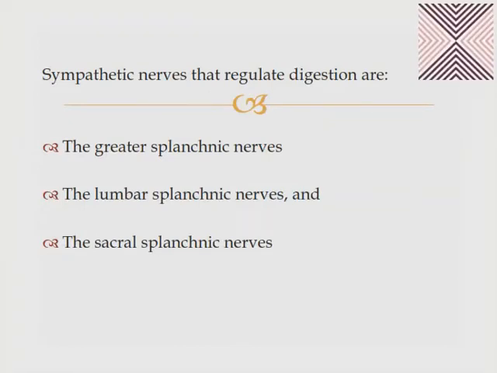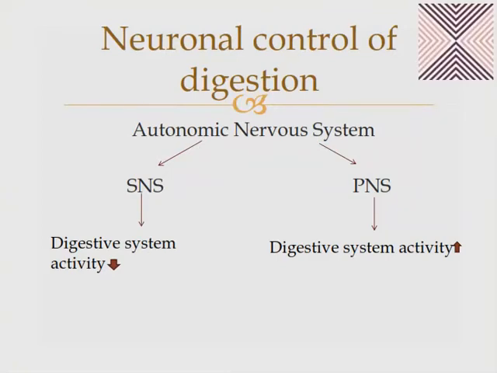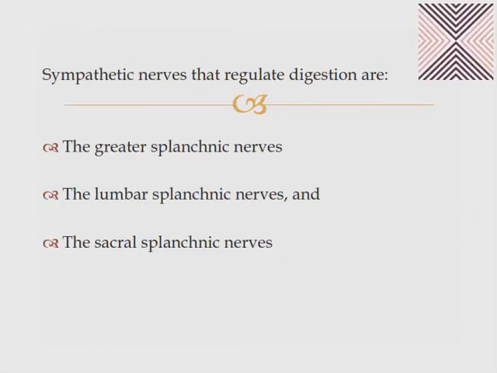Now we are taking up the sympathetic nervous system. The sympathetic nerves that regulate digestion are, first, the greater splanchnic nerves, second, the lumbar splanchnic nerves, and third, the sacral splanchnic nerves. So these three make up the sympathetic nerves that are controlling the whole of the digestive processes. As in the previous slide, we have seen that the sympathetic nerves decrease the digestive system activity. So these three kinds of splanchnic nerves are decreasing the activity of the digestive enzymes or the whole of the digestive system.